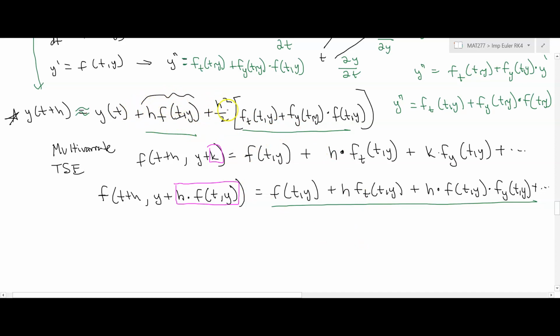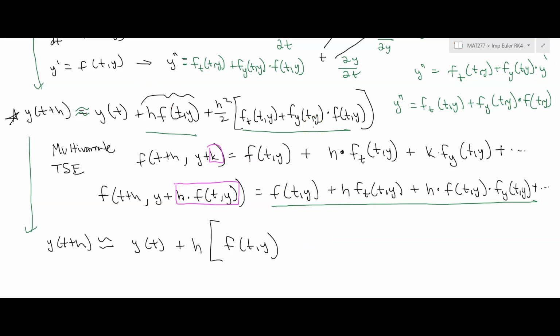So if I factored out an h from here and I factored out an h from here, what this would give me is y of t plus h is approximately equal to y of t plus h times quantity f of t comma y plus, here I'll just have h over 2 times f sub t of t comma y, plus h over 2 times f sub y of t comma y, times f of t comma y. We factored out an h, so we don't have h squared anymore, but I have h over 2, which will distribute.